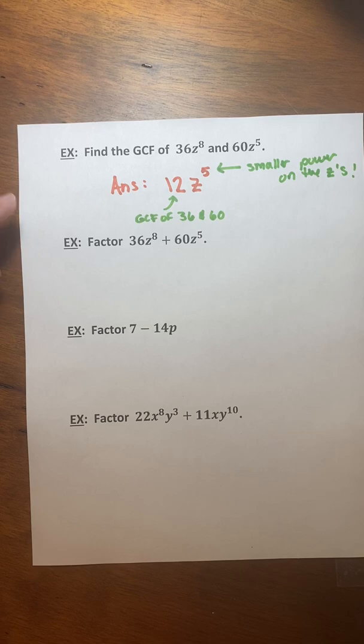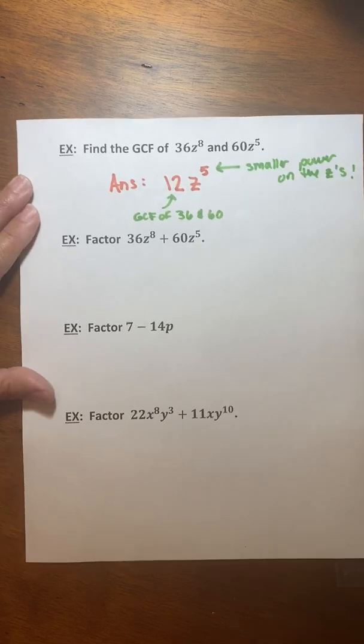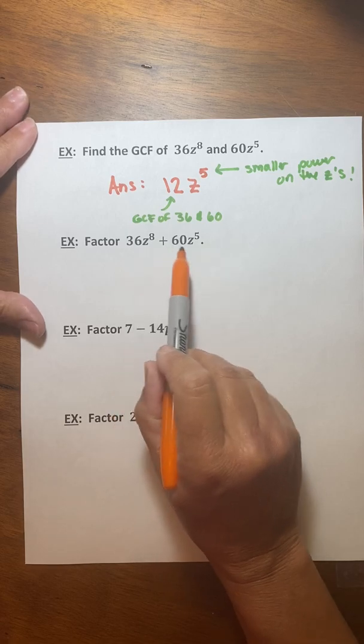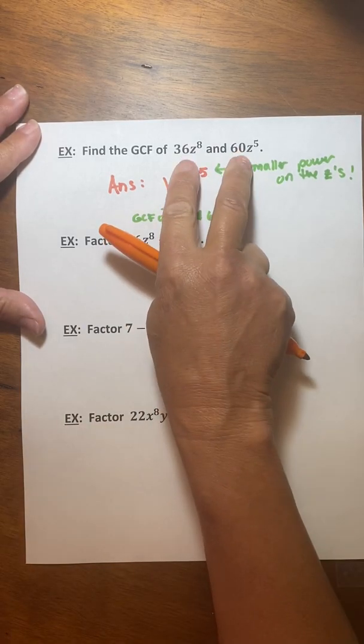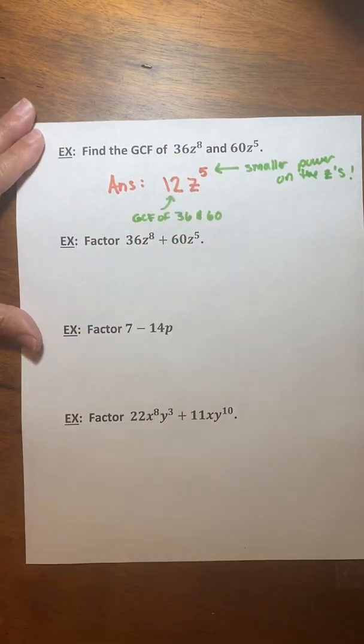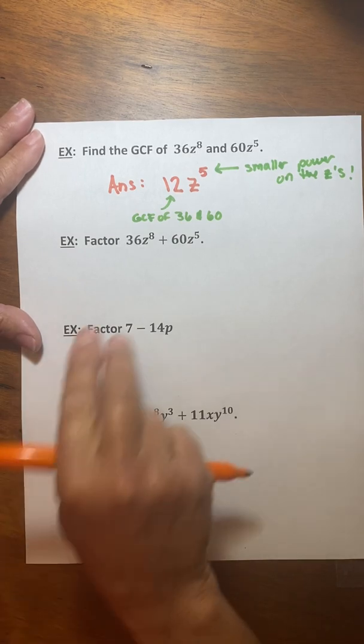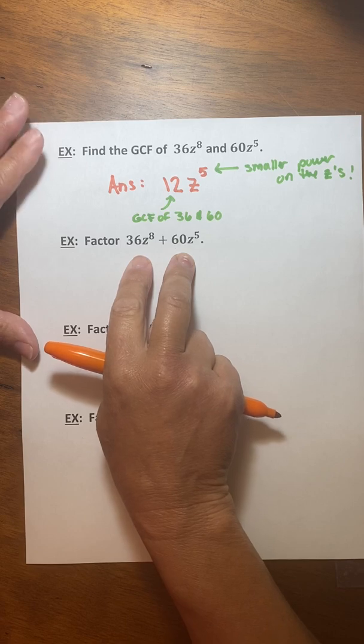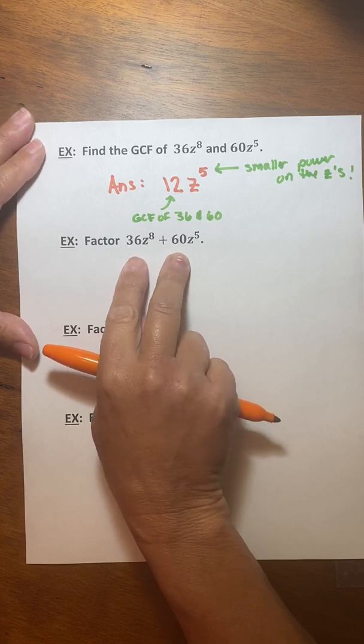All right, well, we're going to take it up a step. We're going to find out how to factor the expression 36z to the 8th plus 60z to the 5th. Here, we were just looking for the greatest common factor. Now we're going to actually factor this sum. So when we have more than one term separated by addition or subtraction, we look for the greatest common factor.